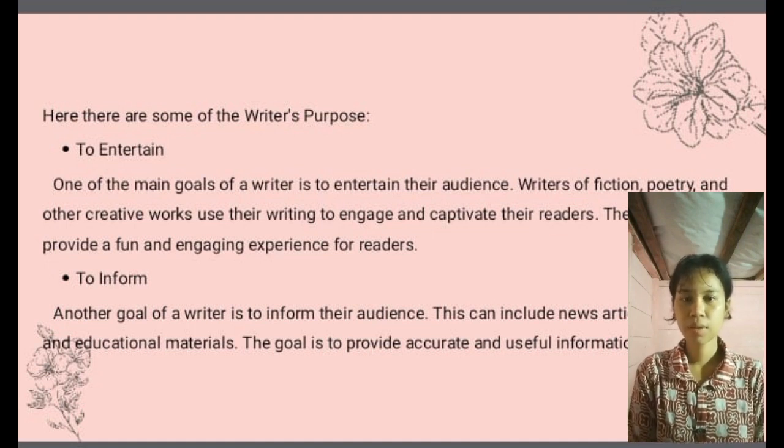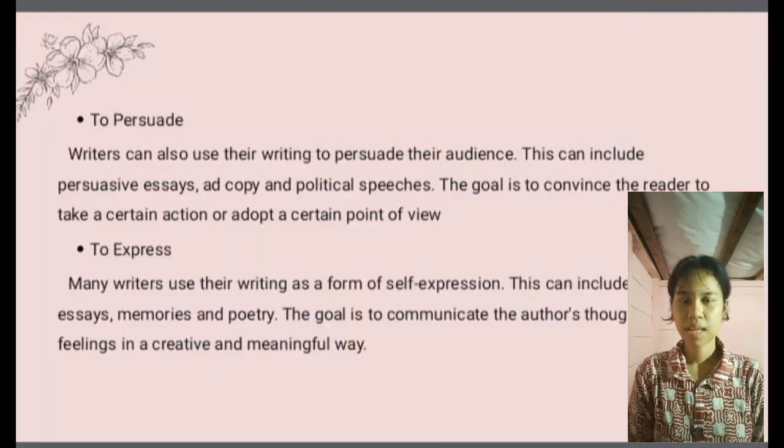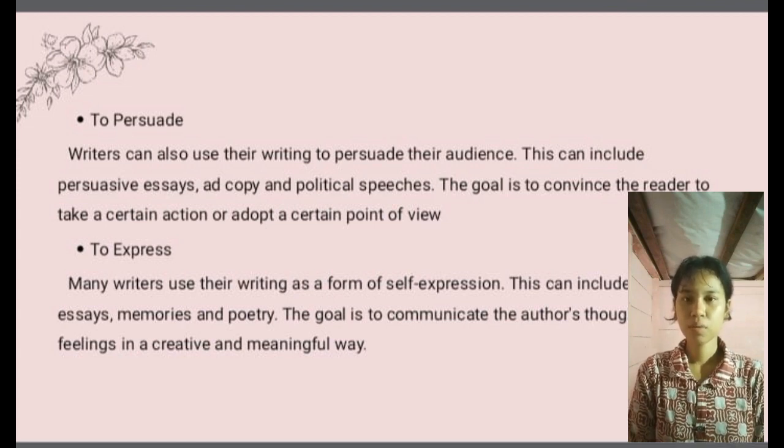The second point is to inform. Another goal of a writer is to inform their audience. This can include news articles, reports, and educational materials. The goal is to provide accurate and useful information for readers. The third point is to persuade. Writers can also use their writing to persuade their audience. This can include persuasive essays, advertising copy, and political speeches. The goal is to convince the reader to take a certain action or adopt a certain point of view.